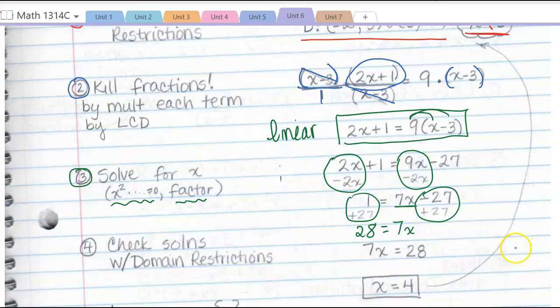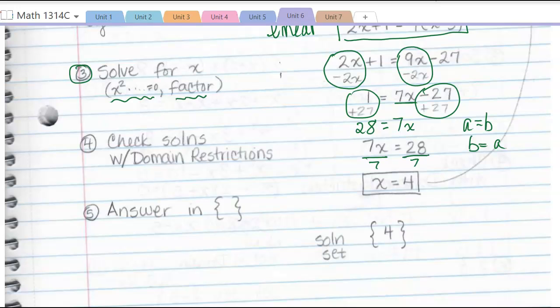I like to use what I call the duh property. The duh property says if A is equal to B, then I can say B is equal to A. In other words, I can write this as 7x is equal to 28. Solving, I can see that I divide both sides by 7, and I get x is equal to 4.